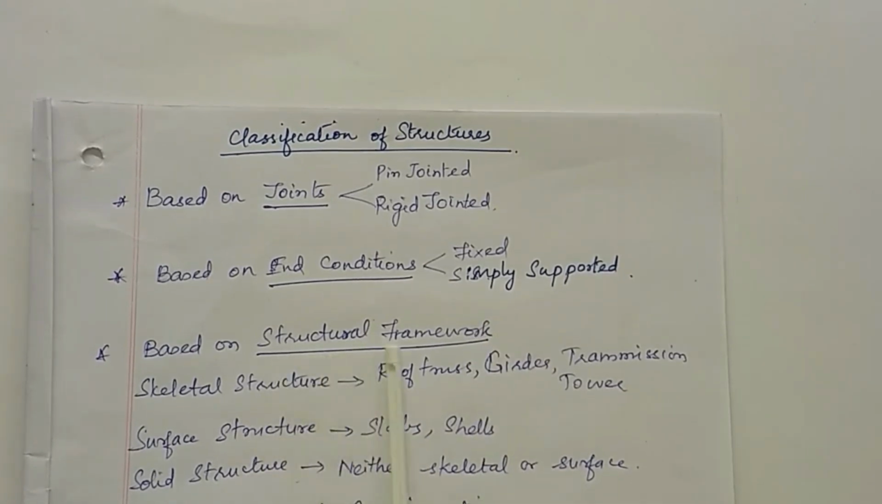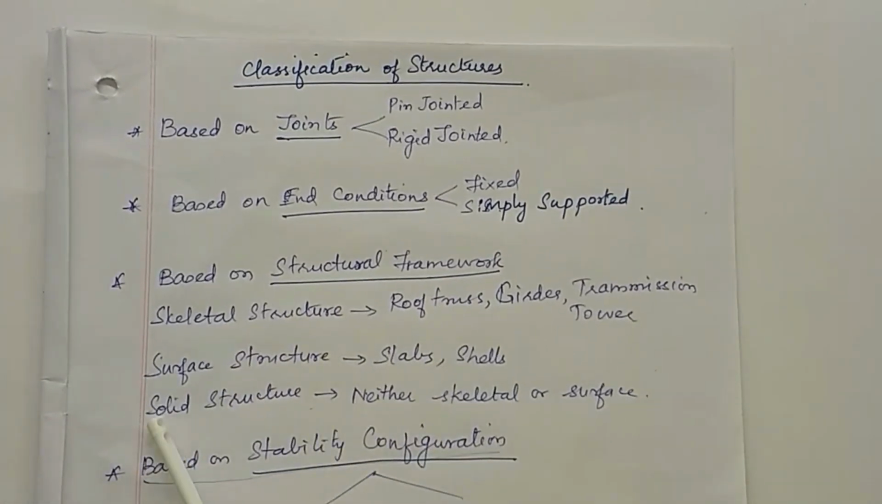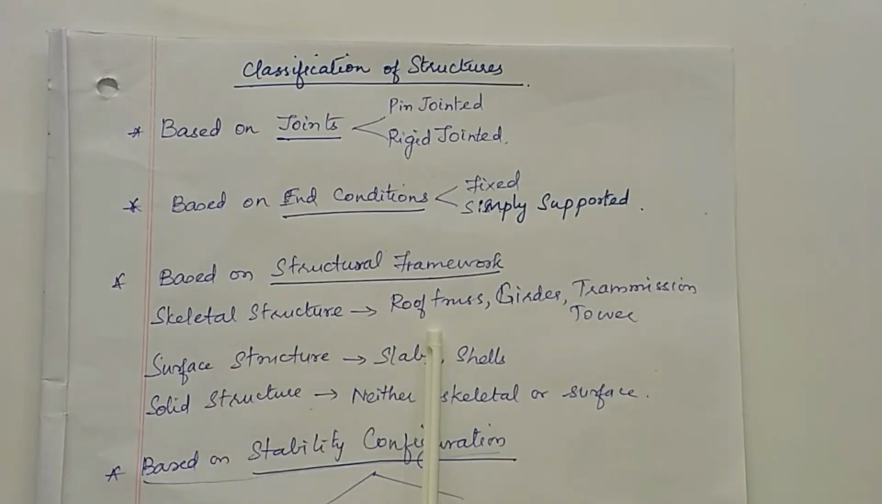Next, based on structural framework, it is divided into three types. First one is a skeletal structure. Next is a surface structure. Another one is a solid structure. Skeletal structure, it has only members and no infills, such as roof truss, girder, transmission tower.